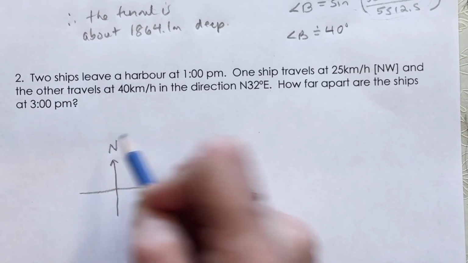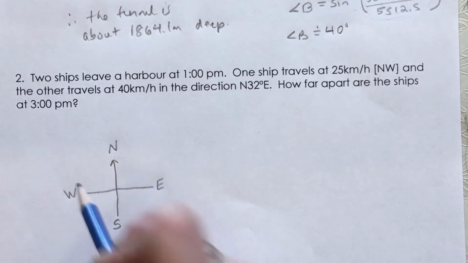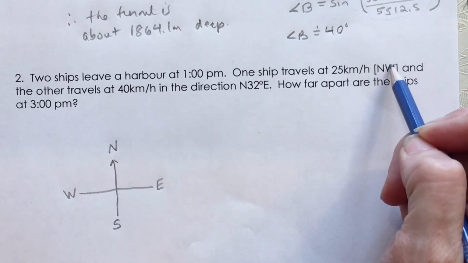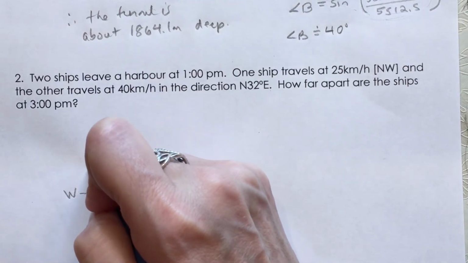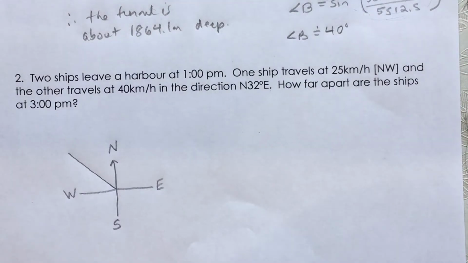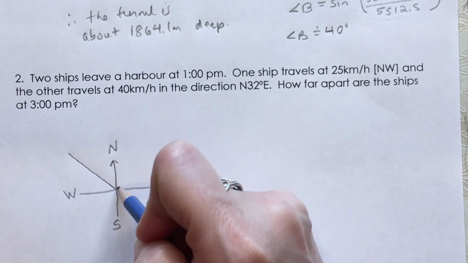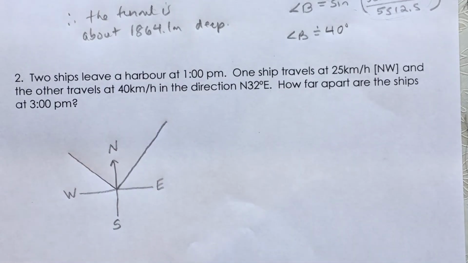And this is going to be, up is going to be north, down south, right east, and left is west. So one ship travels at 25 kilometers per hour northwest. So if there's no degrees given between north and west, we assume it's at the 45-degree angle. So try to make it look like it's halfway. The other one travels faster in the direction north 32 degrees east. So that's a bit closer to north than east, but it's going to go farther because it's traveling faster.